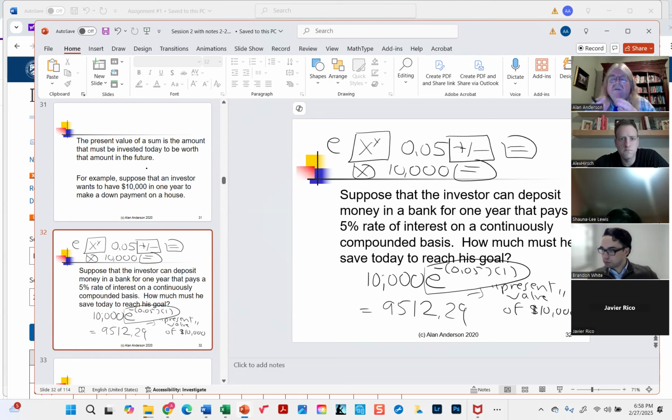So in finance, the purpose of present value is to equalize cash flows that are received at different points in time. So in other words, if for some reason you worked on a job and somebody owed you money, if they offered you $10,000 in a year or 9512.29 now, in principle, you should be indifferent between the two of them because it amounts to the same thing.